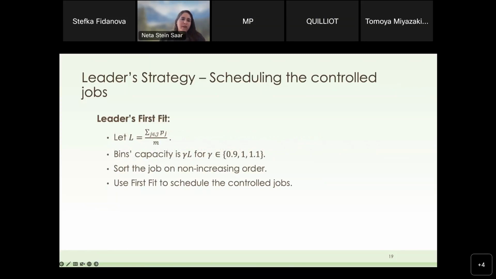So we define the value L, which is a bound over the optimal value of a schedule. And we define the bin's capacity, which are basically our machines, to be gamma L. We consider 3 gamma values. Then the leader sorts the jobs in non-increasing order and uses the first fit algorithm to schedule the control jobs, which basically means that it will go through the machines one after another and add jobs while it still can, while it still fits the capacity.